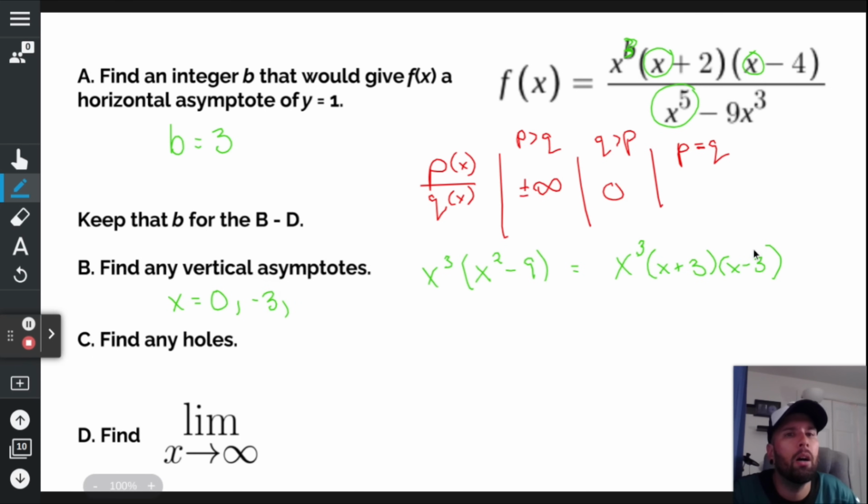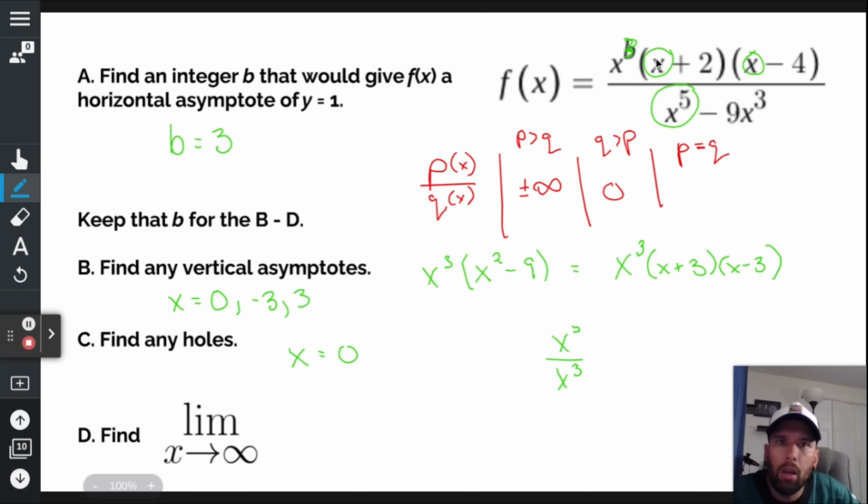And the opposite of negative 3 is, ooh. And look at me being foolish. Since I pulled out an x to the 3rd and I made upstairs x to the 3rd, I have x to the 3rd up here and x to the 3rd down here. Find any holes? Holes exist at x equals 0.